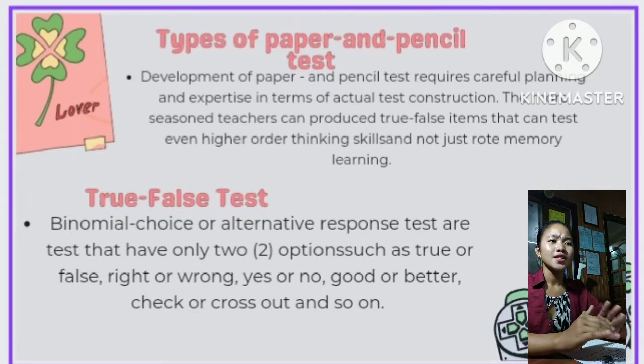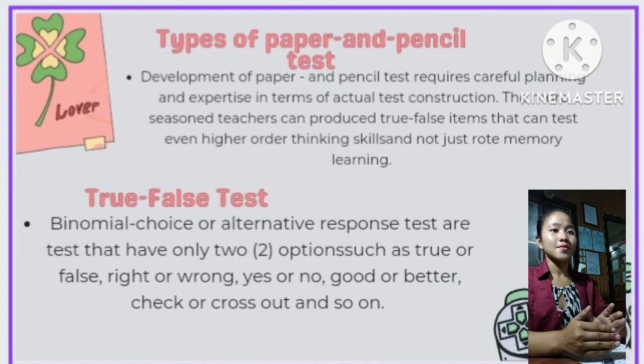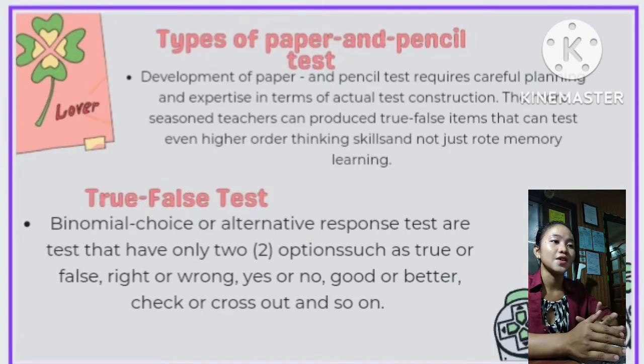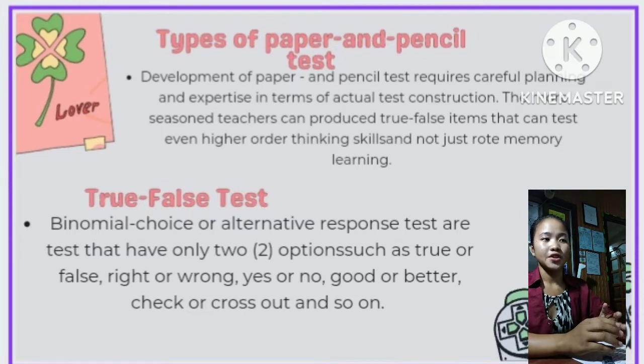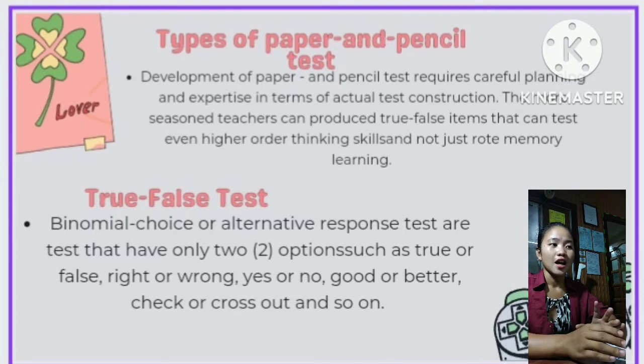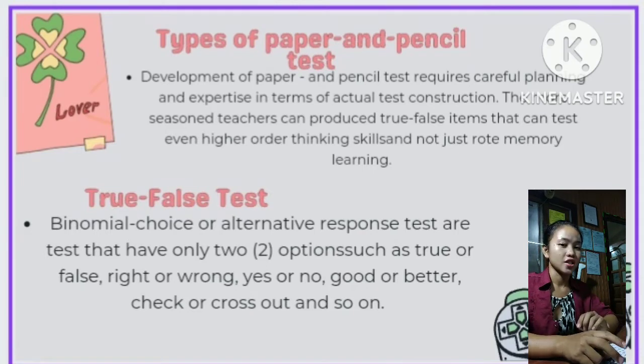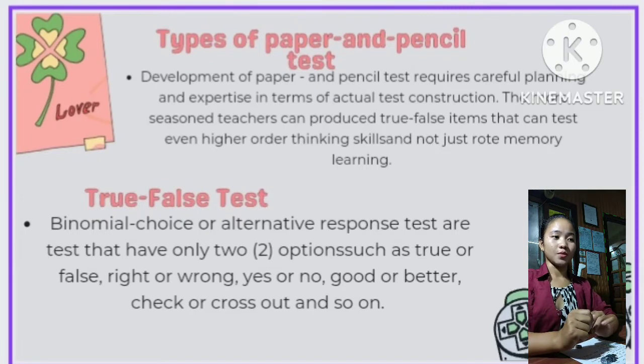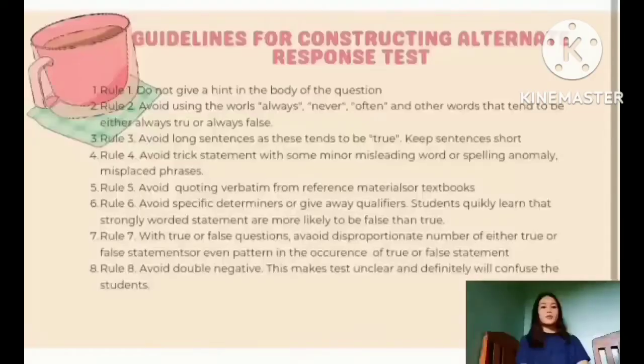So, the more seasoned teachers can produce true-false items that can test even higher order thinking skills and not just rote memory learning. So, the true or false test is a binomial choice or alternative response test that has only two options, such as true or false, right or wrong, yes or no, good or better, or check or cross out, and so on and so forth.